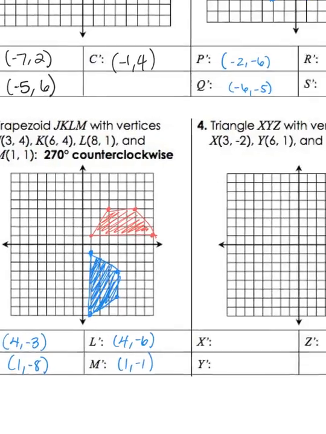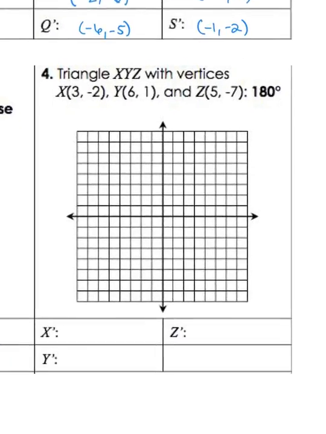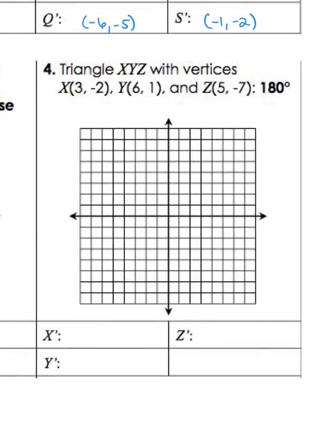Okie dokie. Number 4. We're taking a triangle and we're doing 180 again. So remember, 180 is (x, y) goes to (-x, -y). So (3, -2), (6, 1), and (5, -7). So there's my triangle.